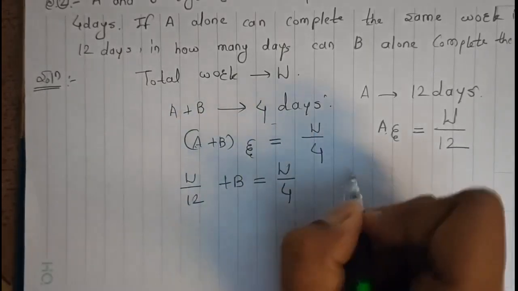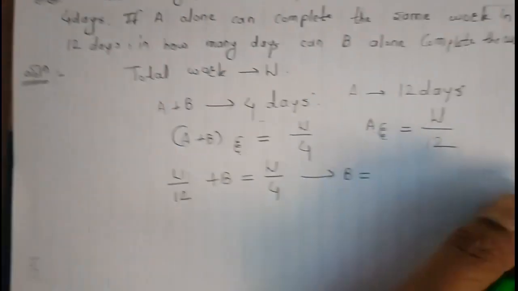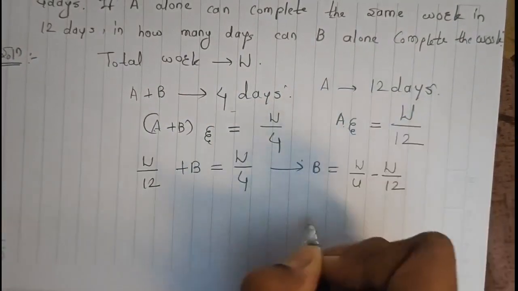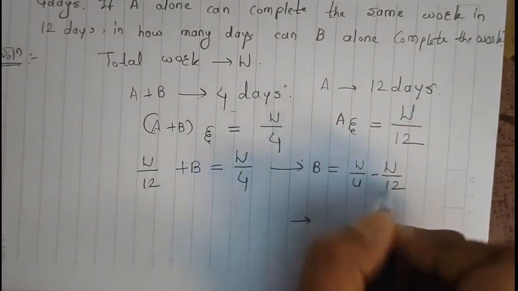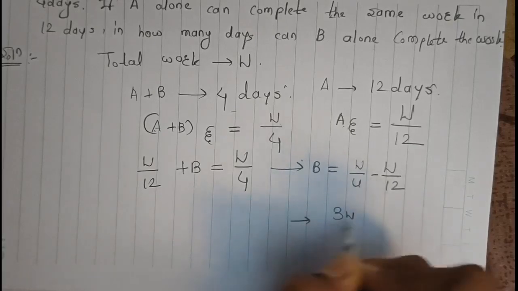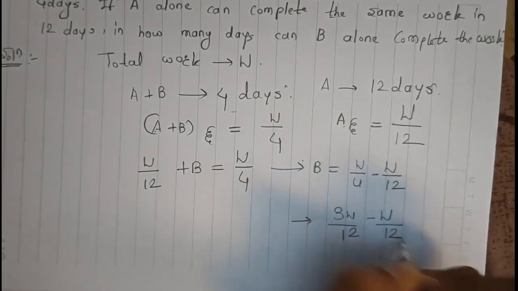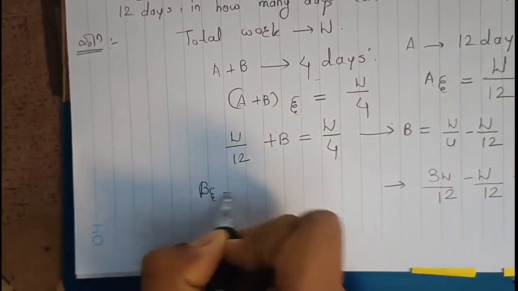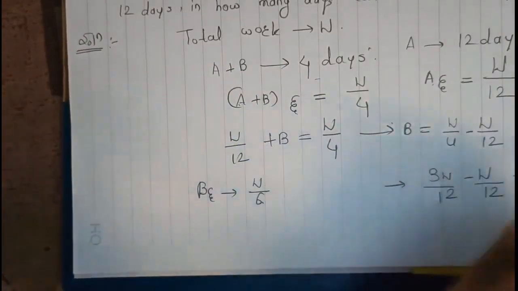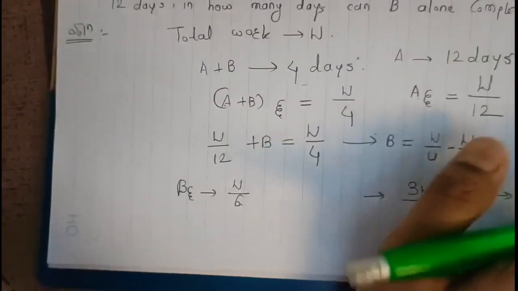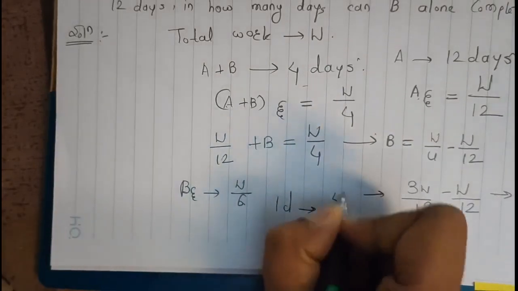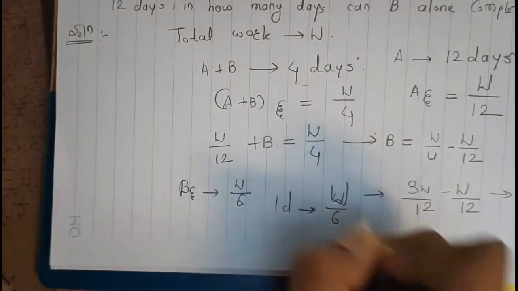Now by this we can find B's efficiency, so B would be equal to W by 4 minus W by 12. Taking the LCM of 4 and 12, which is 12, so 3W by 12 minus W by 12, which is 2W by 12, which is W by 6. So W by 6 is B's efficiency. And what is efficiency? It is 1 day or 1 hour of work. As per the given question, it is days. So in one day B can complete W by 6 amount of work.